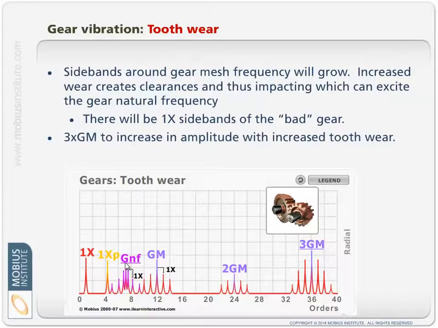Here's our gear natural frequency peak. It could show up anywhere, it's whatever the natural frequency is. And because of the nature of the vibration, we might see some sidebands around that. That's one thing. But we're also just looking at how this gear mesh peak changes in amplitude.